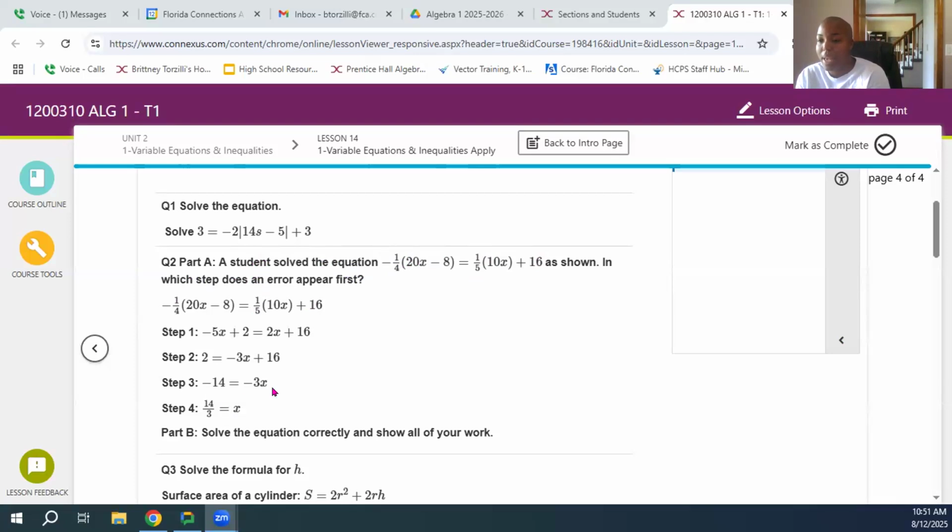So we're going to look through and see where the error is. Part B, solve the equation correctly and show all your work. So I think it's easier to do this if we solve it and then we kind of look at our steps compared to what the steps are the student made and then see where the error is. Okay, so let's go ahead and solve it ourselves first.